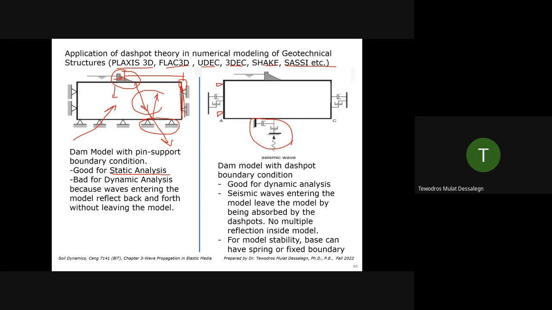Why is that damping used? Because whatever energy is entering the model, we want it to come out. It should be absorbed horizontally in all directions. We don't want it to reflect back and introduce another energy. So when you do seismic analysis, dynamic analysis, this is your model. You should have dampers at the end.